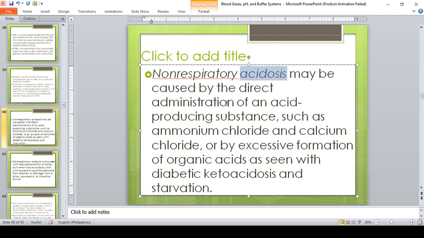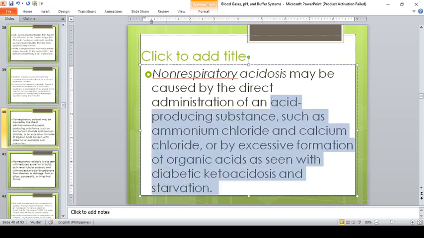That can be caused by a direct administration of acid-producing substance such as ammonium chloride, calcium chloride, or by excessive formation of organic acids as seen with diabetic ketoacidosis and starvation. In diabetic ketoacidosis, guys, mataas dyan, diabetic, ibig sabihin, mataas pa rin yung level ng kanyang sugar. Okay? Mataas yung level ng kanyang sugar. Okay? Mababa yung pH kasi nga acidosis. And then, there are the presence of ketone bodies. Okay? May mga ketone bodies. Kaya diabetic ketoacidosis. And starvation.